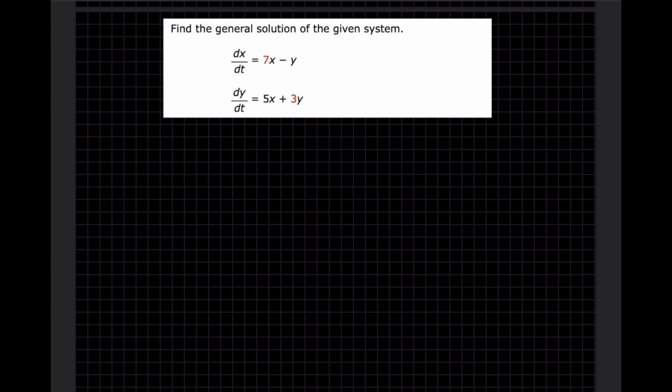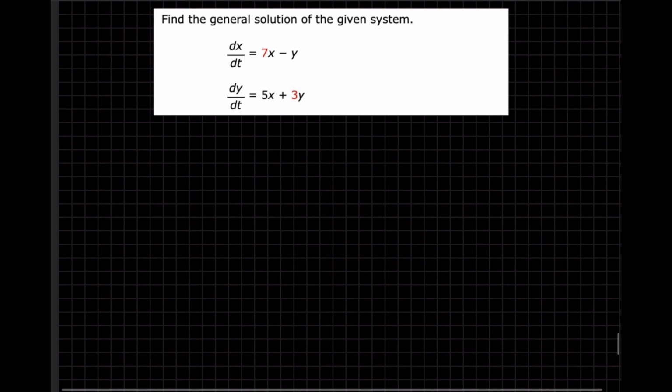In this video we're going to try and find the general solution to this system of differential equations. And I'm going to tell you right off the bat we get complex eigenvalues. So let's go ahead and set this up. Our matrix A is going to be equal to 7, -1, 5, 3.